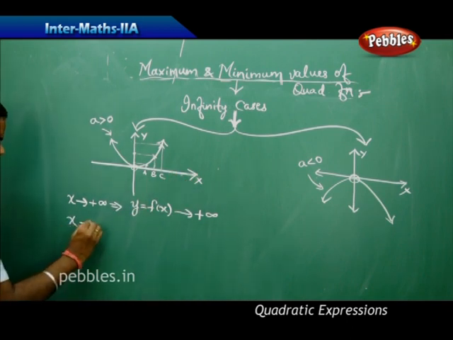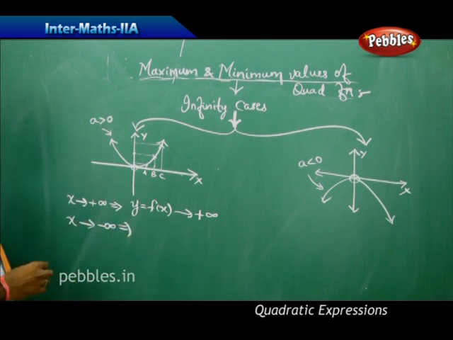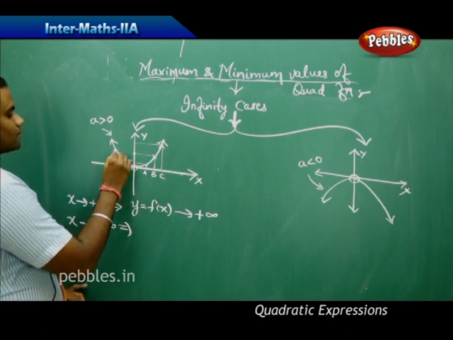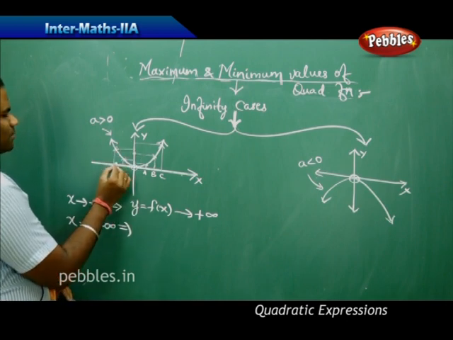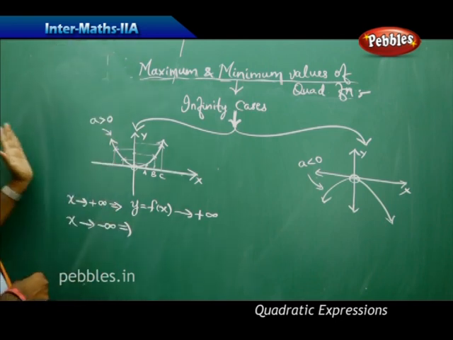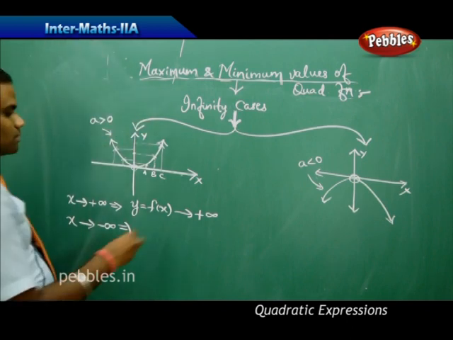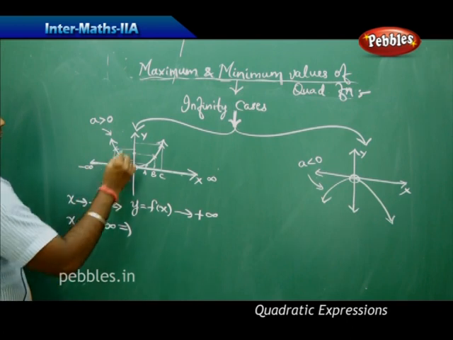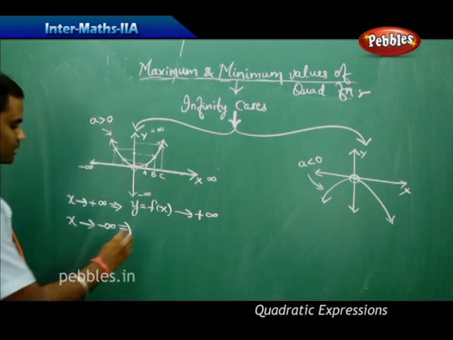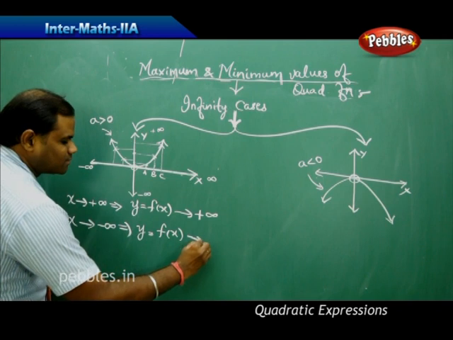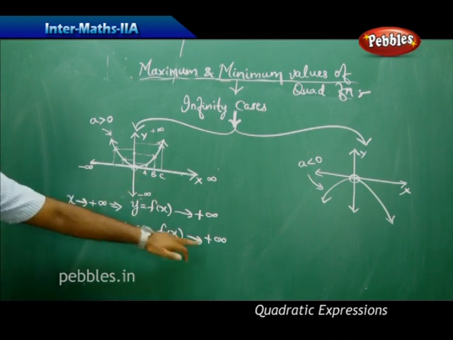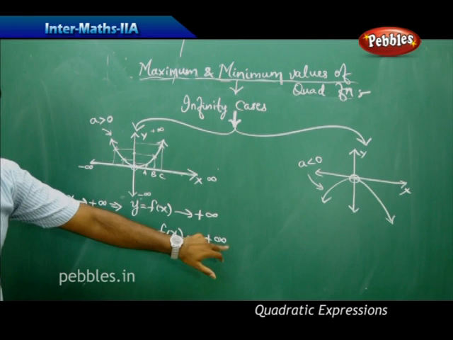Similarly, let me have x tending to minus infinity. So as I see here, with the same case, when I go towards negative side of the function, I clearly see the same case where as I proceed towards left, my y value also increases upwards. So when x tends to minus infinity, y tends to plus infinity, because this is infinity, minus infinity, plus infinity and minus infinity. Therefore, x tends to minus infinity implies y equals f of x tends to plus infinity, because it is moving upwards but not downwards. Downwards implies minus infinity, upwards implies plus infinity.